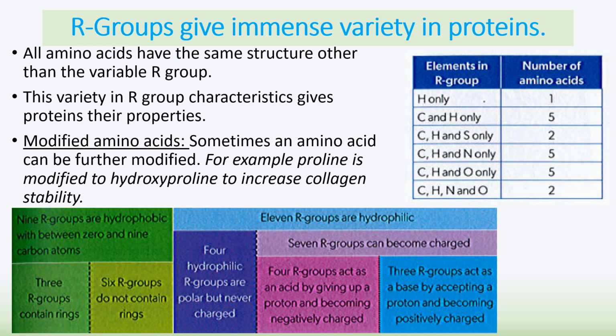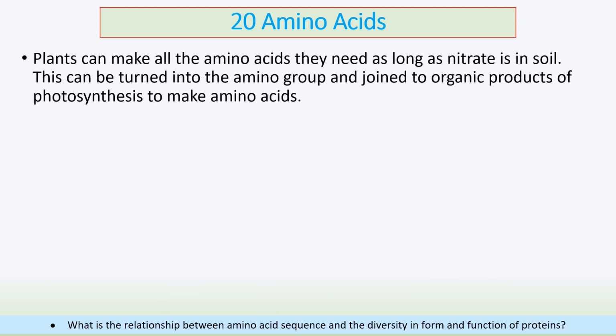And even some amino acids can be further modified. Proline is sometimes modified as a hydroxyproline to increase collagen stability, so they can be further modified by reactions happening with them, but you don't need to worry about the details of that. And just to give you some idea of the amino acids and what they have as R groups: hydrogen only is one amino acid, glycine. Ones that are only made up of hydrogen and carbon in their R group, there are 5 amino acids for that. Ones with sulfur, there are 2 amino acids, and so on. So you can see the variety of R groups in amino acids. There are 20 amino acids in total.